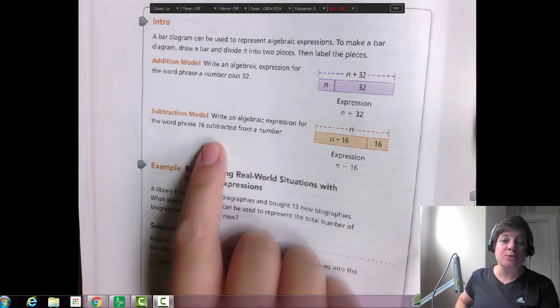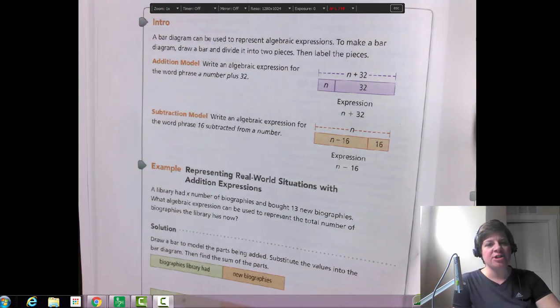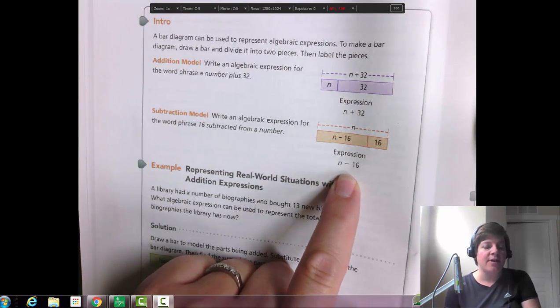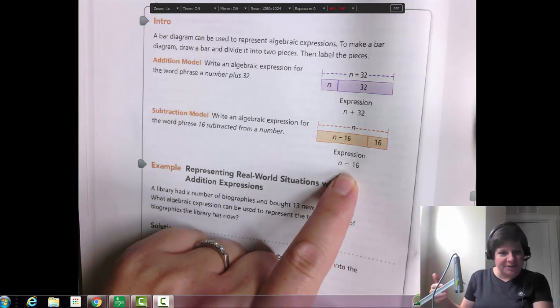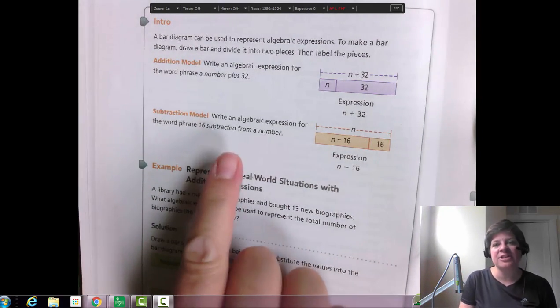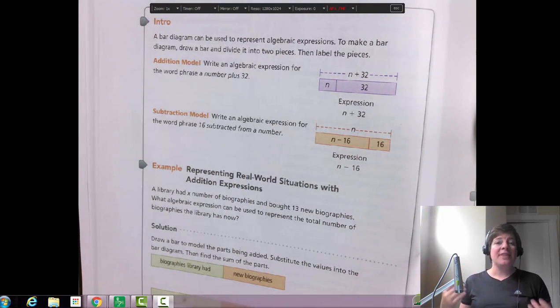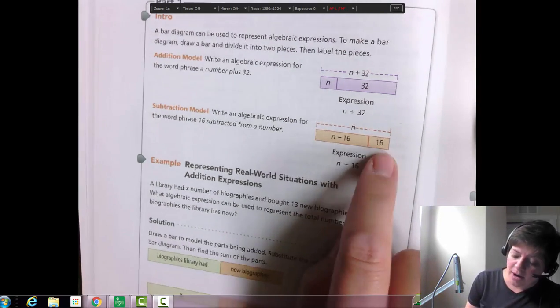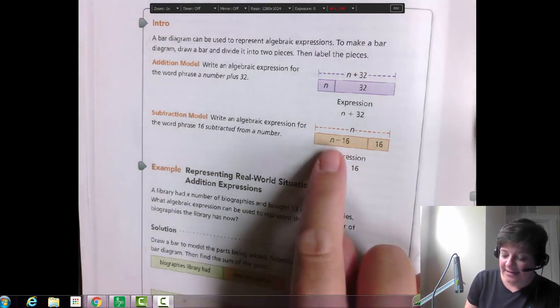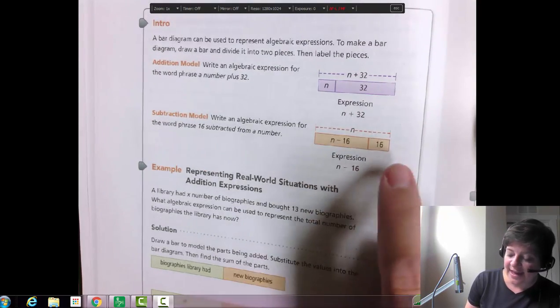The next example here, the subtraction model, says write an algebraic expression for the word phrase 16 subtracted from a number. So the expression would be 16 subtracted from a number. That means the 16 has to go after, because you're subtracting it from n. So be careful of the wording on subtraction because you can mess up the direction. With addition, you can add any way and you'll get the same answer, so it's not as picky as subtraction is. Okay? And then they did a bar diagram here saying the whole thing represents n, a number, and then n minus 16, and then they have a 16 here.